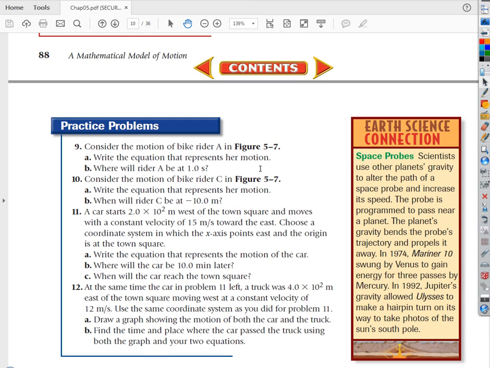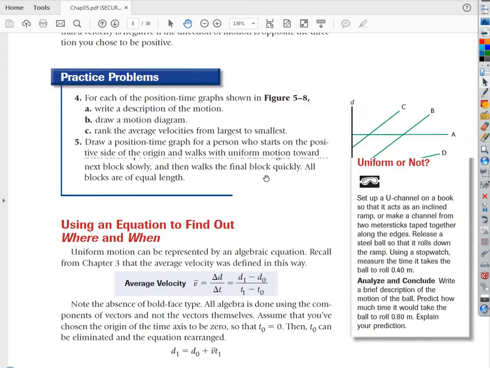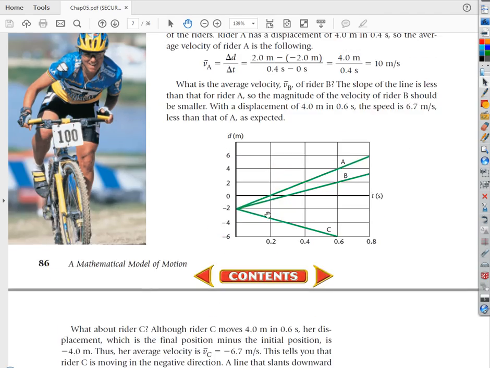Okay, so where will the rider be at 1 second? Exactly. Okay, so at 0.3 seconds it's gonna be at 1 meter. So everybody agree? If we project that forward, we could use the equation we just had, right? We had the equation.